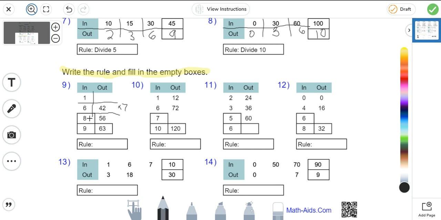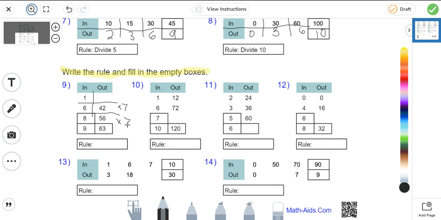I can choose to count by 8 or by 9. I'll do the 8 first. All right, 8, 16, 24, 32, 40, 48, 56. Okay, we're at times 7 again.